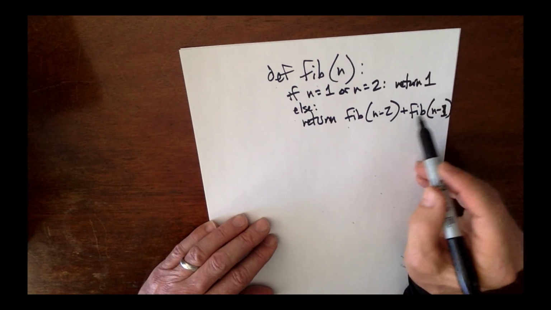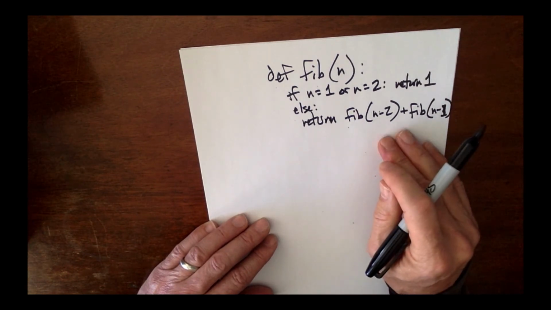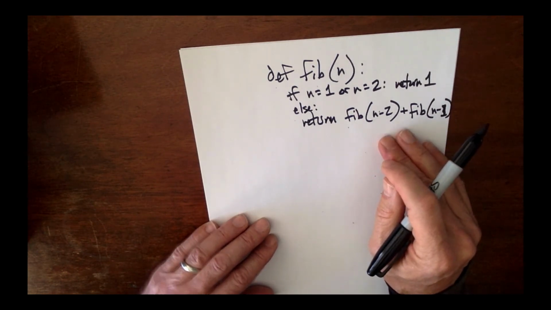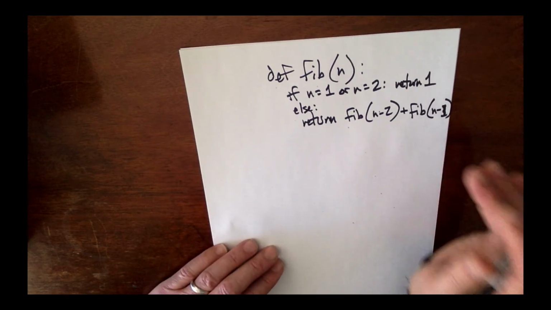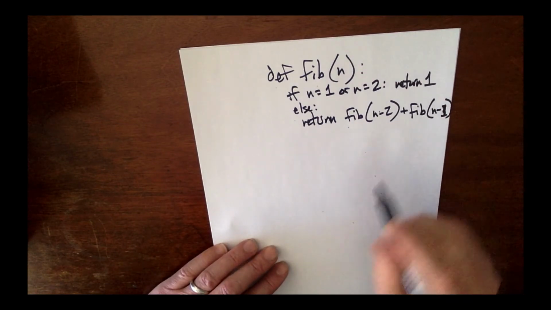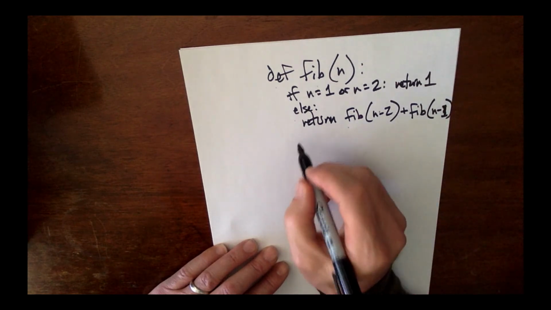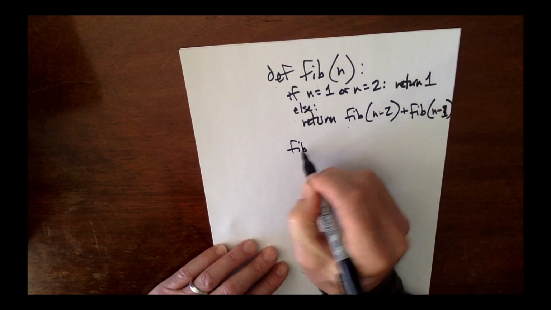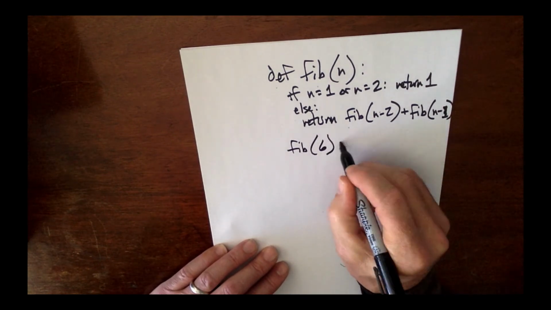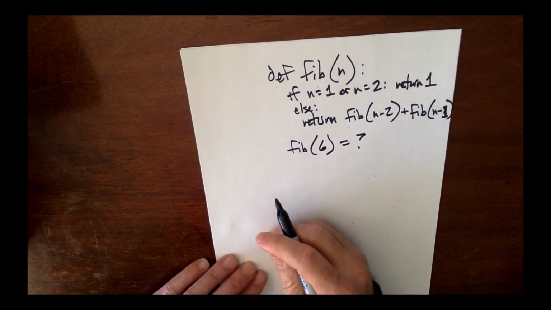And this is a really interesting, fascinating process to watch. A little bit crazy, a little bit Alice in Wonderland down the rabbit hole. But let's see if we can trace through and figure out how we would calculate the Fibonacci value of 6. How would we get that?